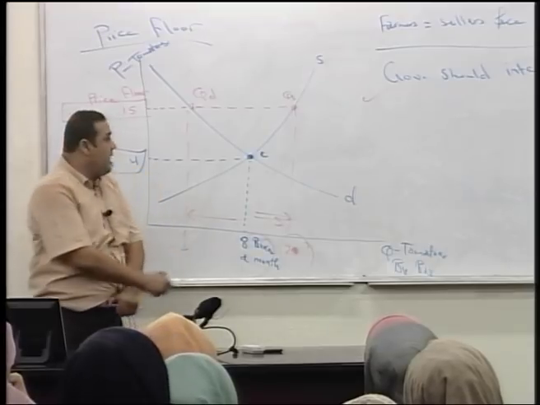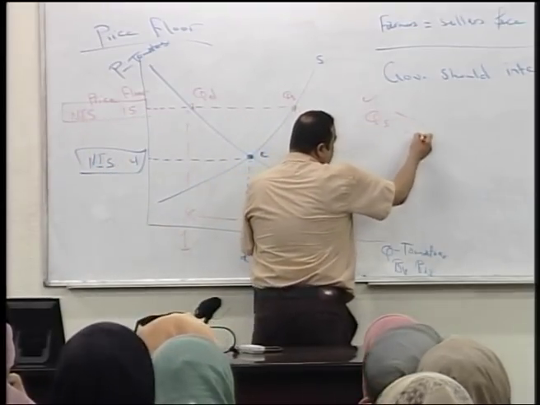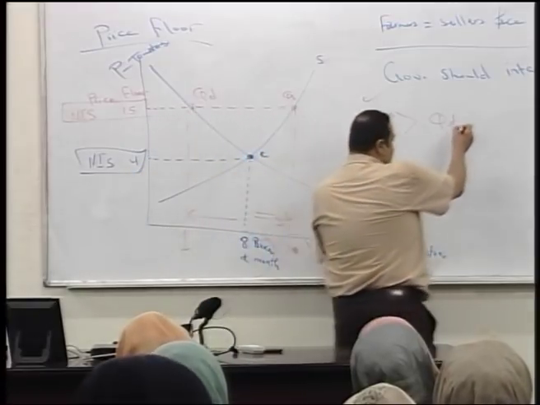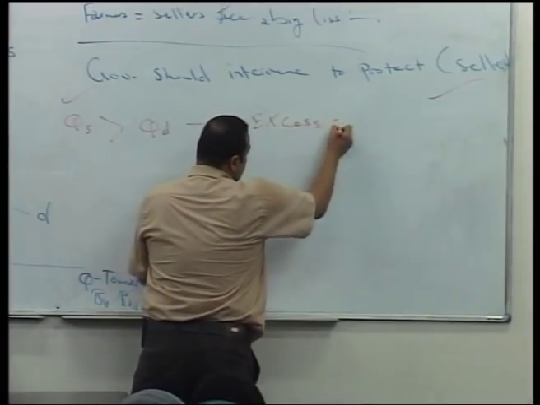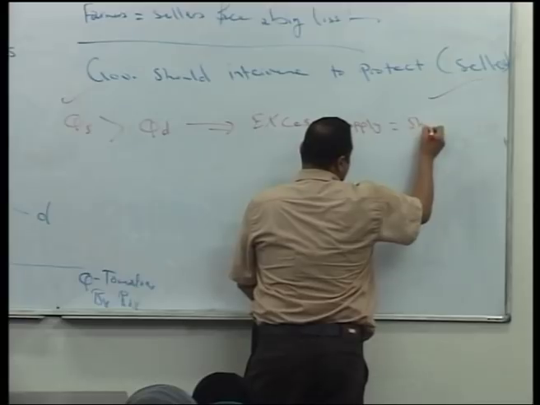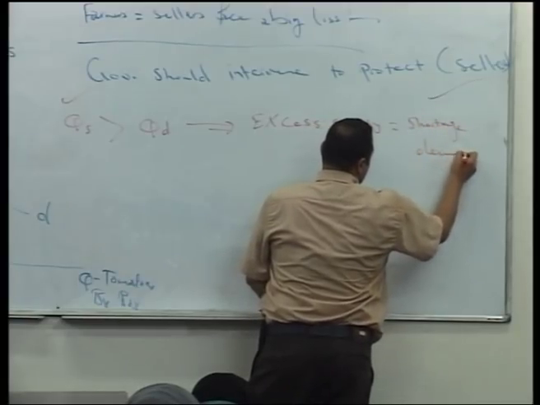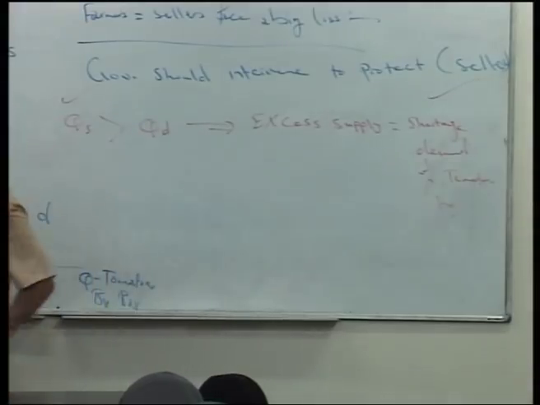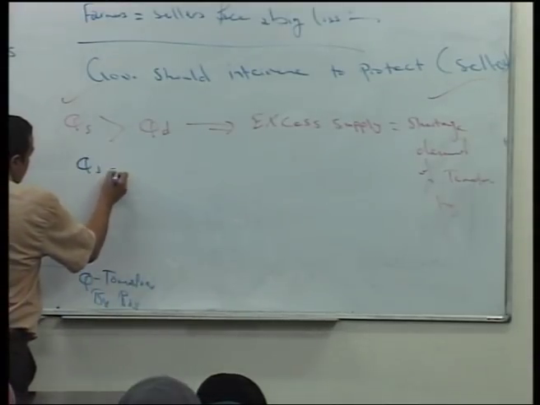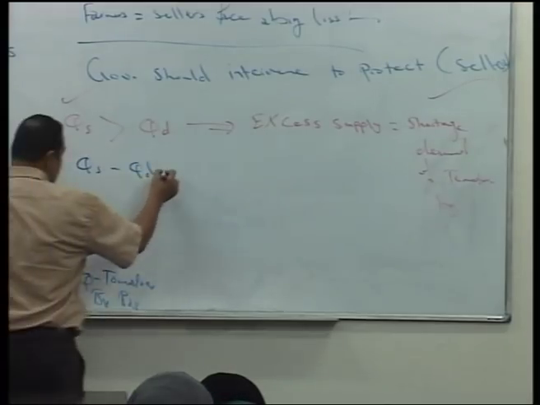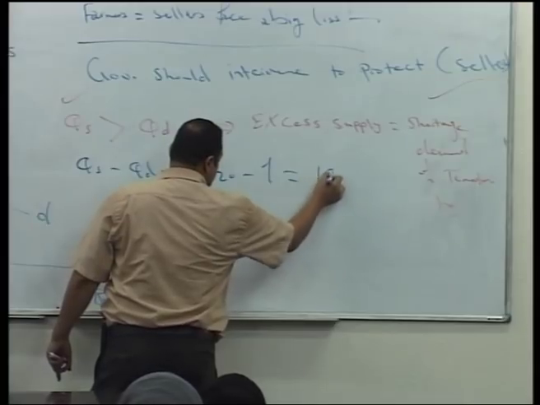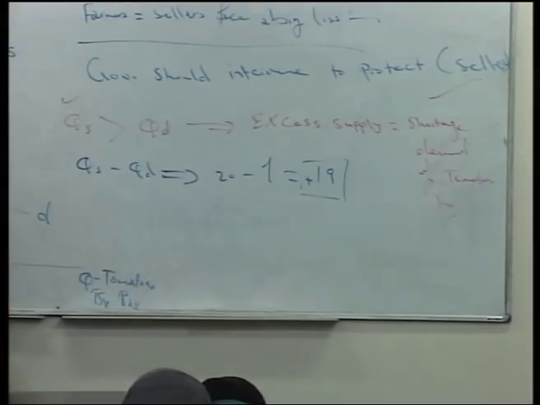Here we have QS bigger than QD. We have excess supply of tomatoes, calculated by QS minus QD: 20 minus 1 equals 19. This is the excess supply of tomatoes in the local market. Okay? Clear? Okay.